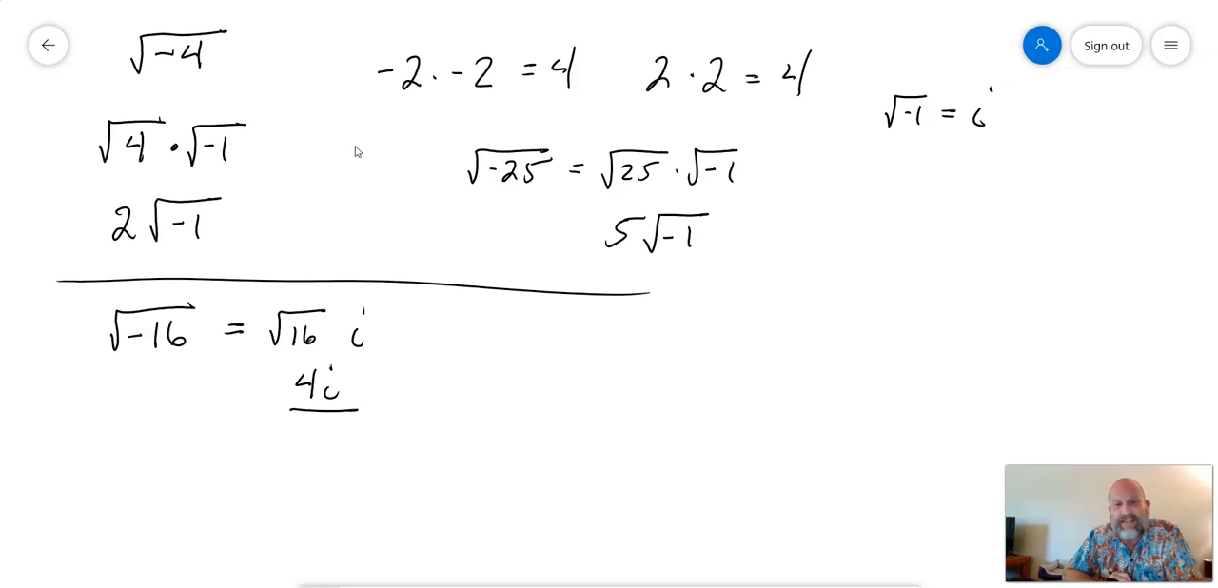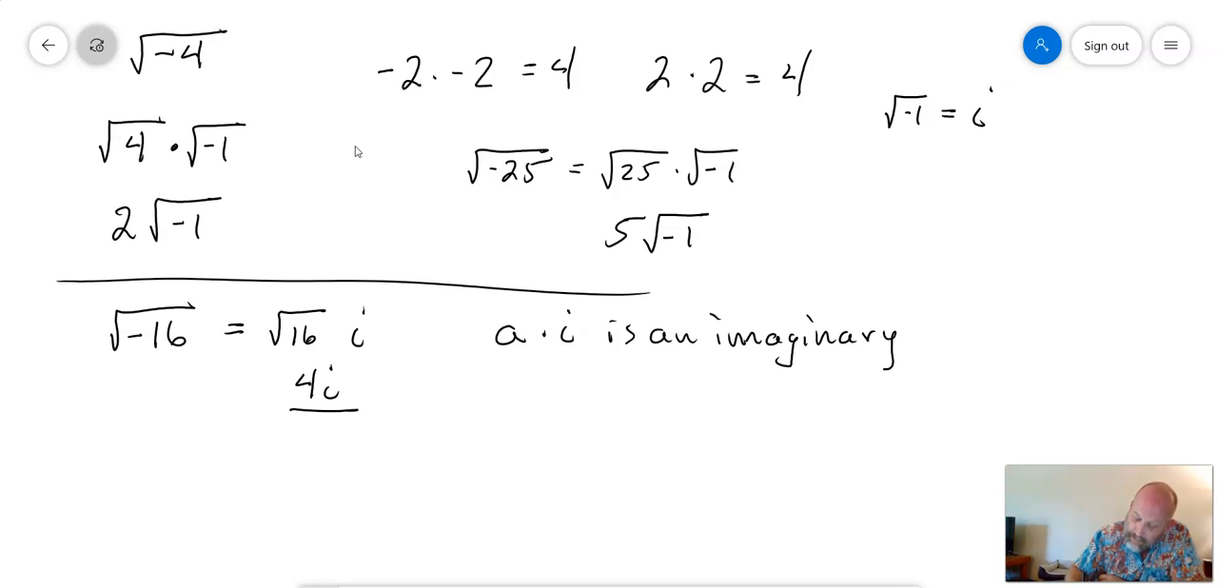Whenever we have this i in our answer, anything of the form a times i is an imaginary number. And the word imaginary is really more unfortunate than anything else. It's an actual number. In fact, most of your cell phones wouldn't work. In fact, all of them wouldn't work if we were not aware of these imaginary numbers. Most of the electronics actually deals with imaginary numbers in the computations.